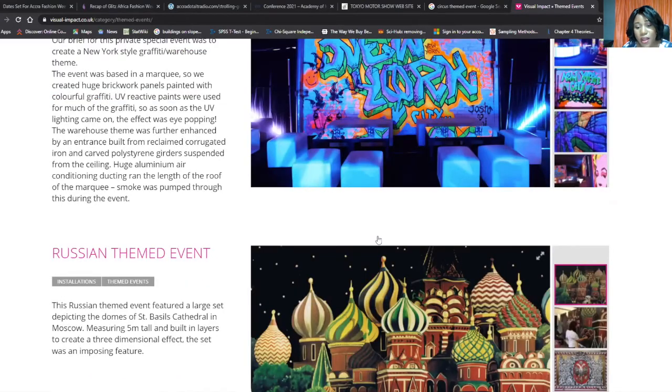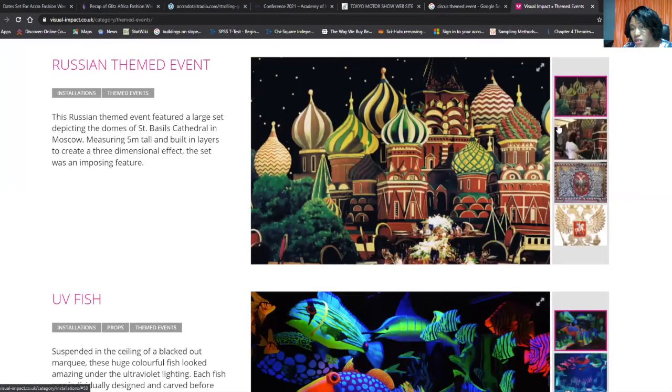We can also talk about the Russian theme, right? This one too was set up to look like Russia. We know these buildings are very popular in that part of the world where there is Russia and Romania, right? This is how they build their buildings. So they put designs in the building to look like a Russian theme.